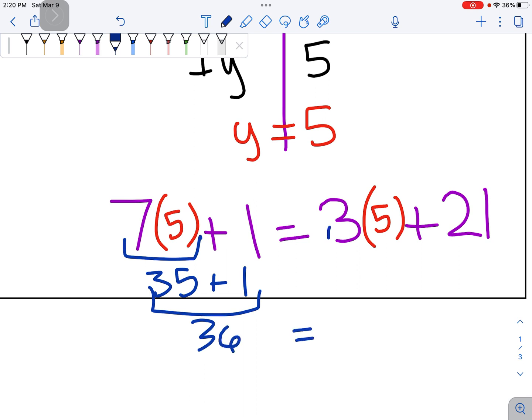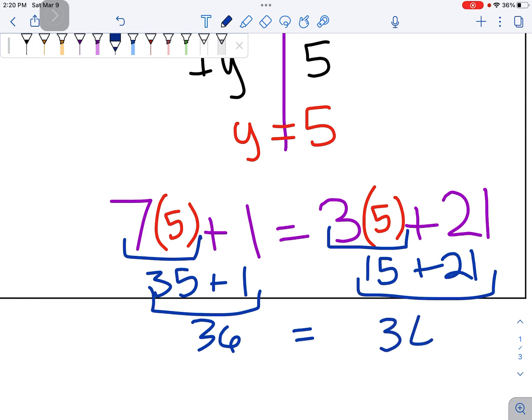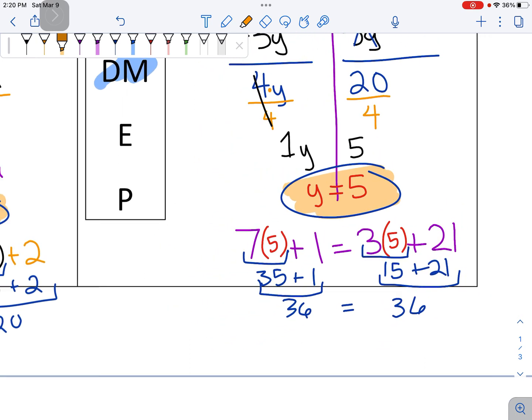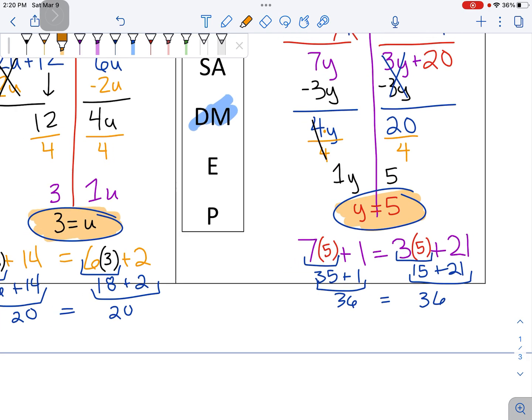And on the other side, 3 times 5 is 15 plus 21. You can use a calculator, but I know that that's also 36. Yay! Y has a value of 5. Mrs. Toivola almost always gets it right the first time, but sometimes I'll find out that I made a really silly mistake by doing this plug-in at the end and substitute.